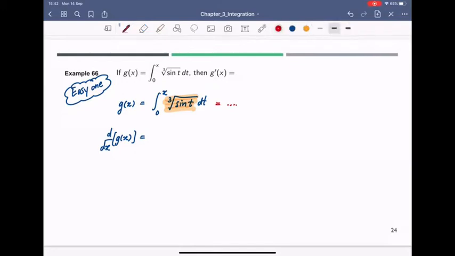What we ask you is to differentiate g(x), which means differentiating the integral from 0 to x of the cube root of sin t dt. By the fundamental theorem of calculus, you have d/dx of the integral from 0 to x of this, so you can replace the variable inside the function with x. Which means you're going to get the cube root of sin x. That's it. That's it.